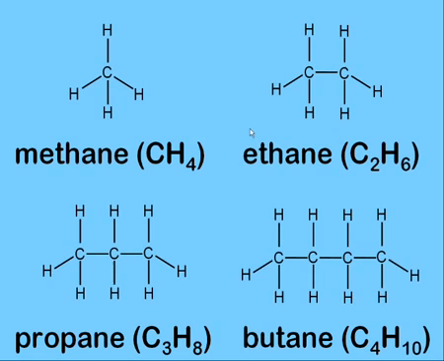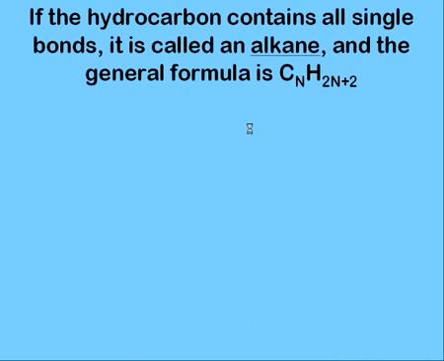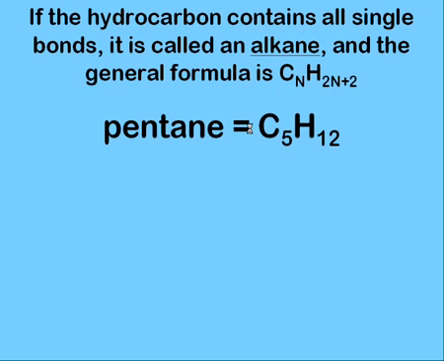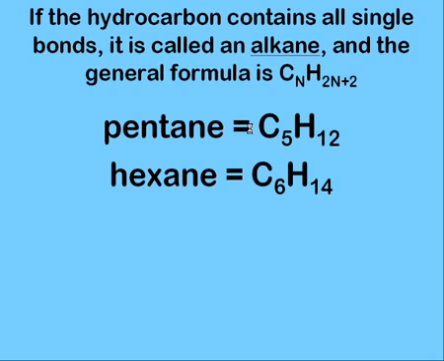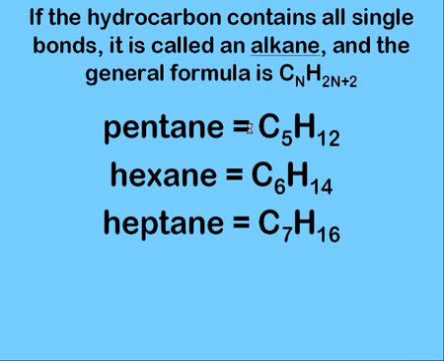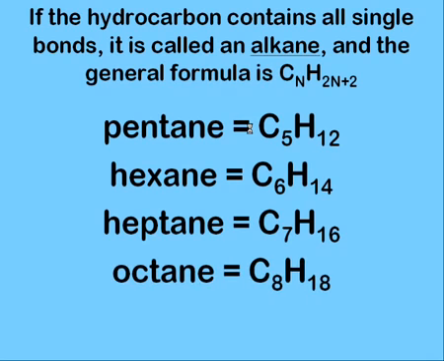Once you get to 5 carbons, the names will sound like you are in geometry class. We use the prefixes that come from the Greek. So pentane, C5H12. Again, notice the pattern, 2n plus 2 for the number of hydrogens. 6 carbons is called hexane, C6H14. 7 carbons is called heptane, C7H16. And of course, 8 carbons would be octane, C8H18. And you can go on from there. Nonane, decane, things like that.